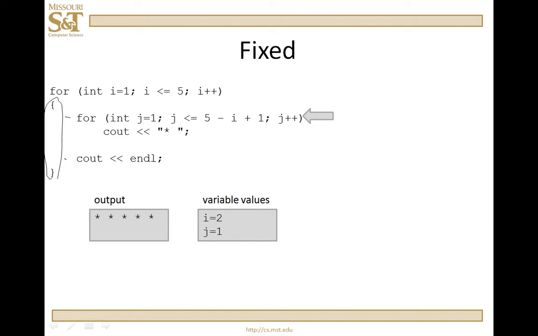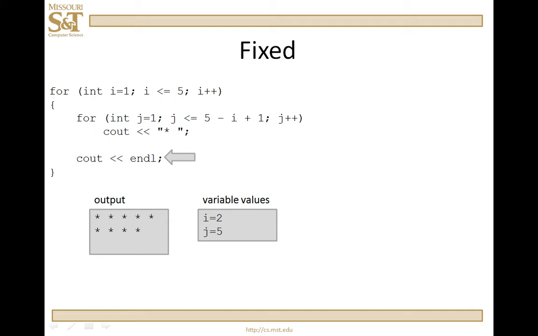Okay, so I is 2, j is 1. What's our limiting value now? 5 minus 2 plus 1, which is 4. Okay, so 4 is what we're looking at. So, once again, we have 1 star, increment j. 2 stars, increment j to 3. Still less than 4, output a star, increment to 4, that's less than or equal to 4, output a star, increment to 5, that's no longer less than or equal to 4, and control passes out of the inner for loop, down to the cout of the end line.